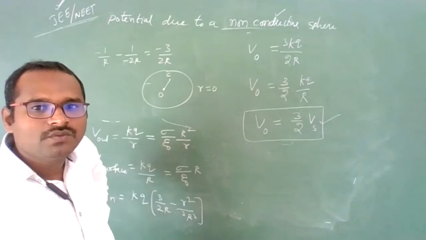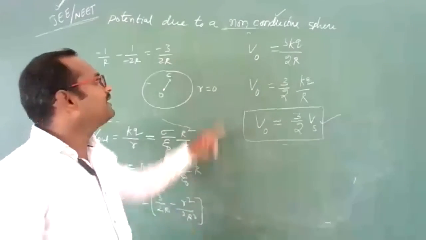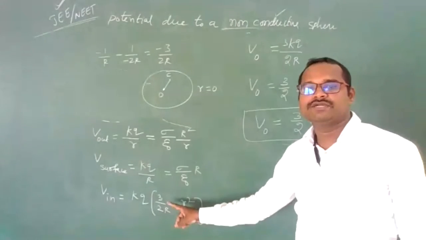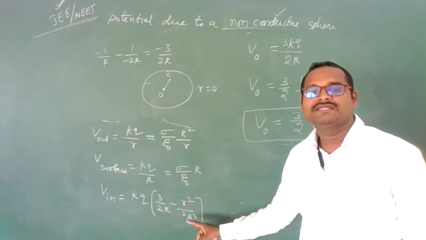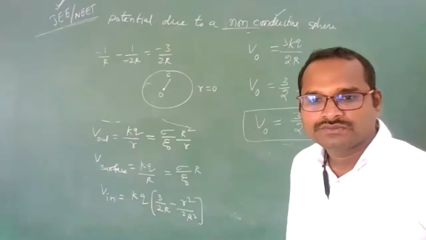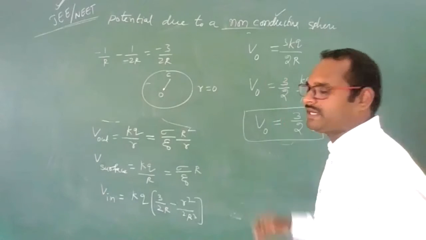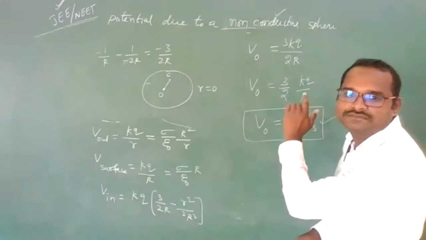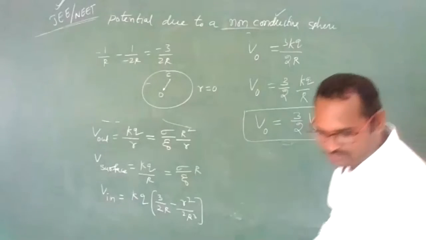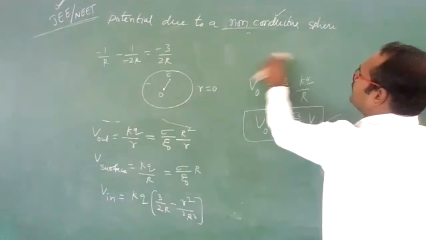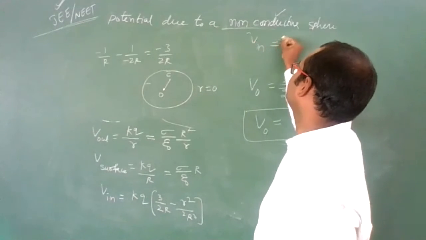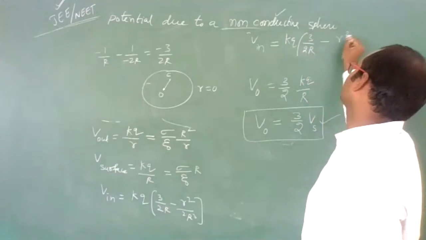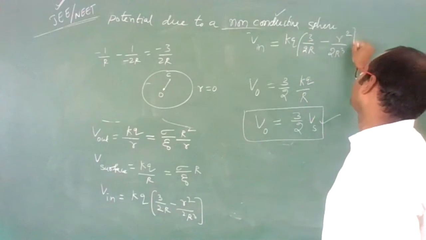Clear, students? Okay? So due to a non-conducting sphere, the potential at an inside point is kq into 3 by 2R minus small r square by 2 capital R cube. One more time. I want the potential at the center, where r is 0. I'll write: potential at an inside point is given as kq into 3 by 2R minus small r square by 2R cube.